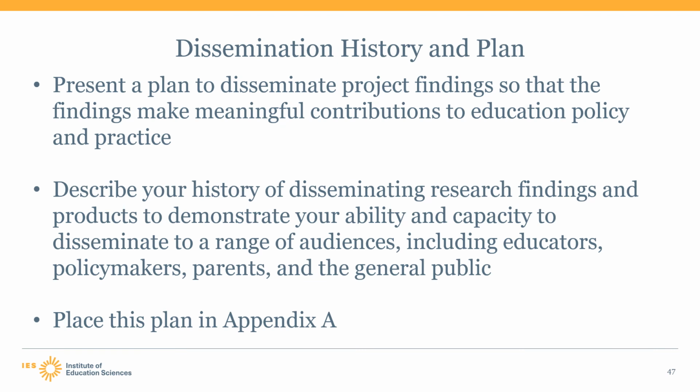For example, one change this year is that the peer reviewers will now consider dissemination as a separate review criterion. Applications that do not contain a dissemination history and plan in Appendix A will not be peer reviewed. Reviewers will consider team members' experience disseminating research findings and products from past projects to a range of audiences, in addition to applicants' plans for disseminating the findings of the proposed study.